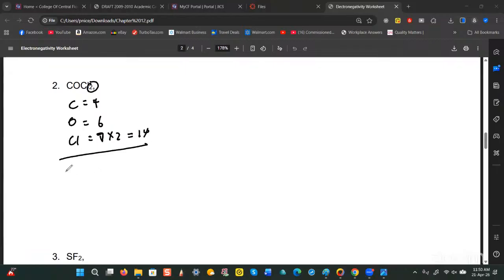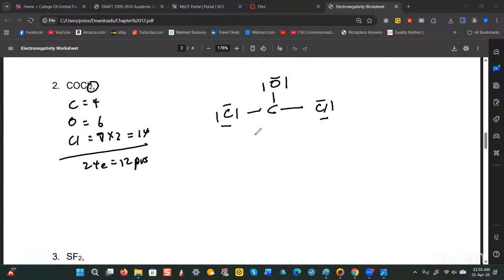So 6 and 4, 10 plus 14, that's 24 electrons, which will be equal to 12 pairs. Right? So we start off with carbon in the middle, and we surround it with the oxygens and the chlorines. And then we put the bonding pairs first. So we have 12 pairs. The first pair goes here, second pair goes here, third pair goes here. Then 4, 5, 6, 7, 8, 9, 10, 11, 12.